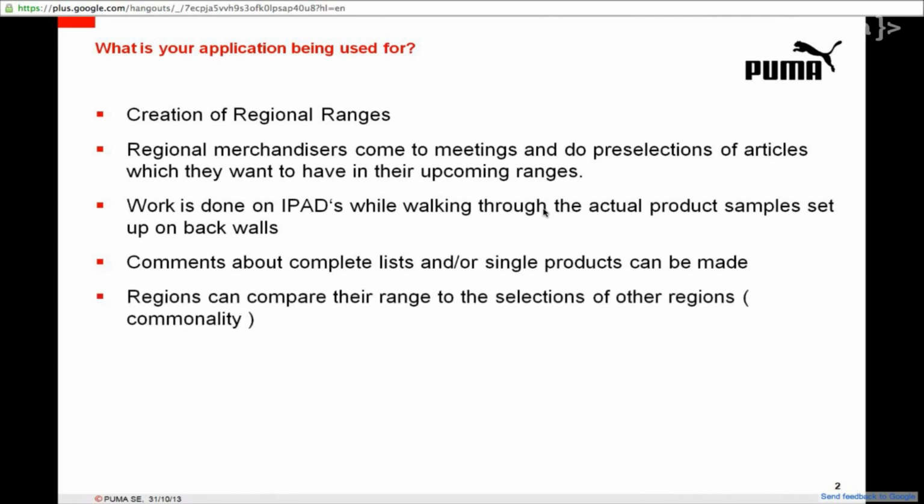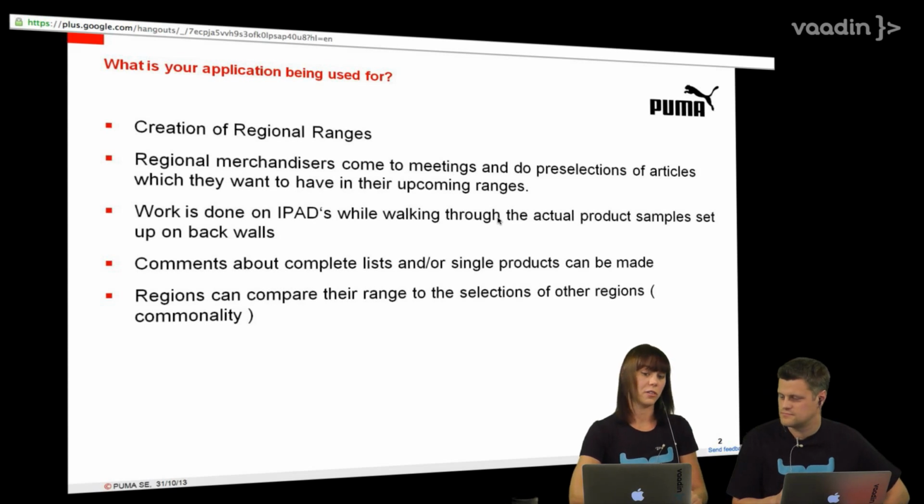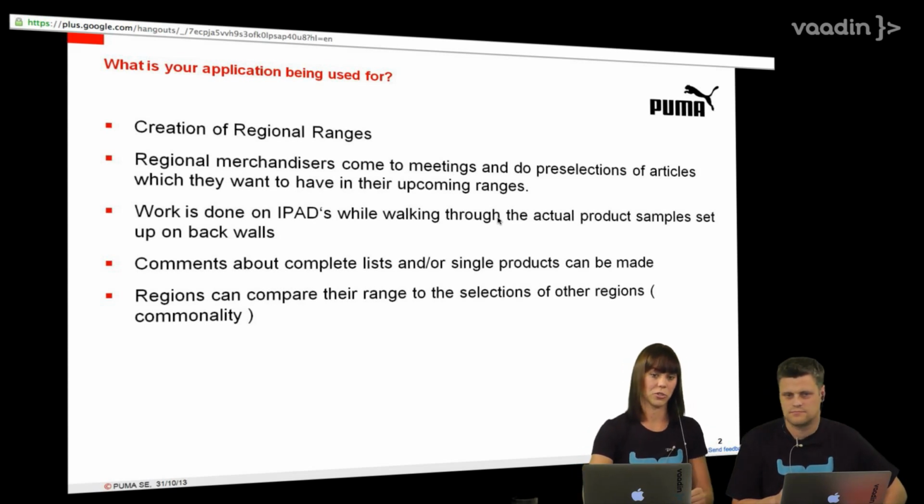And of course, while they are doing their range selection, the regions can compare the range they have currently selected to the selection of the other regions, which are also there. And with this, the commonality can be improved between the regions. So different regions can order the same quality, the same merchants, the same stuff that the other regions are doing at the same time. Yeah, this is a good comparison.